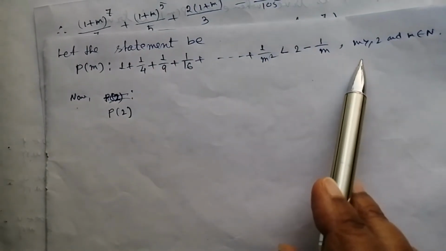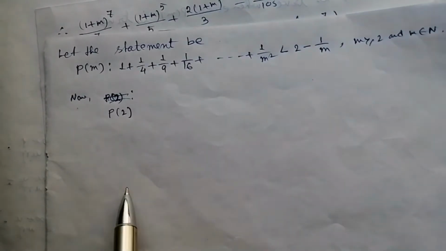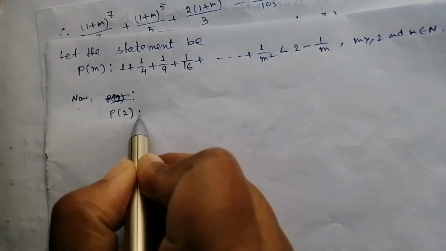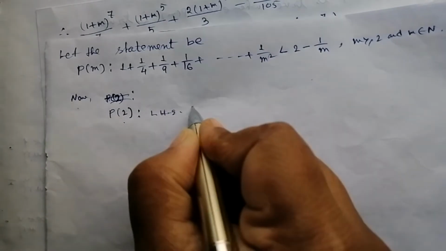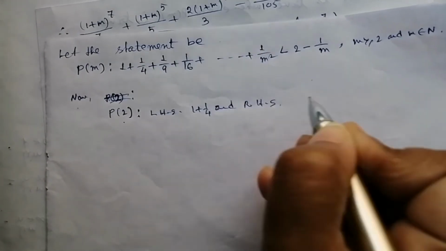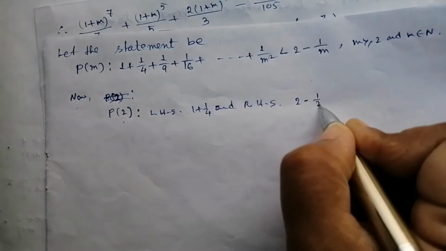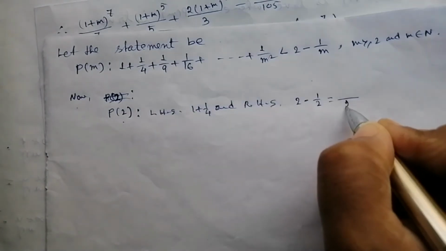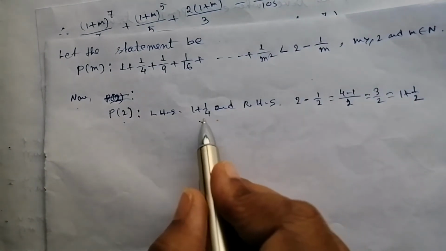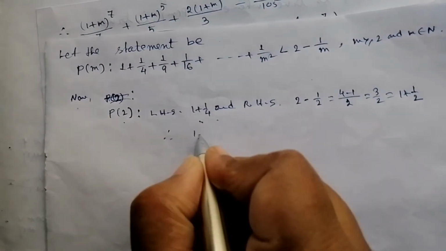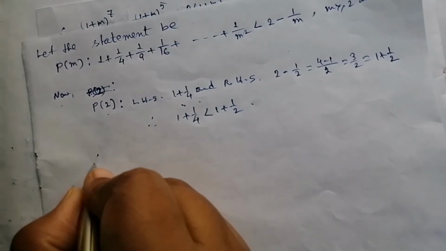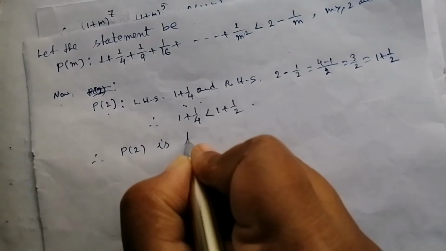Since the natural numbers start from 2, we are going to test whether P2 is true or false. P2 means the left hand side is 1 plus 1 by 4 and the right hand side is 2 minus 1 by 2, which is (4 minus 1) by 2, 3 by 2, that is 1 plus half. Therefore, 1 plus 1 by 4 is less than 1 plus half. Therefore, P2 is true.